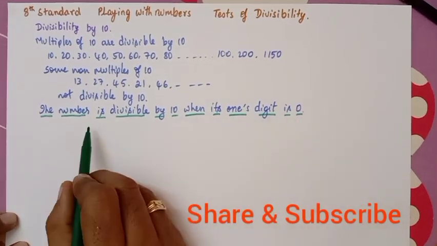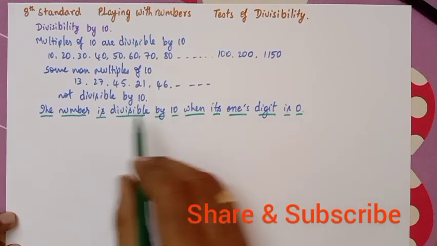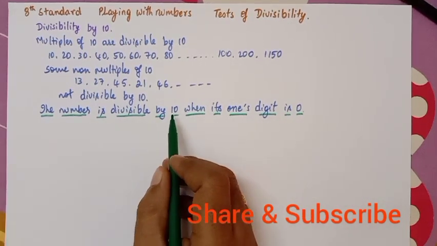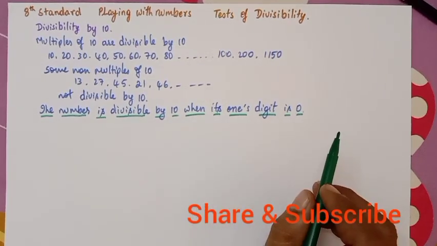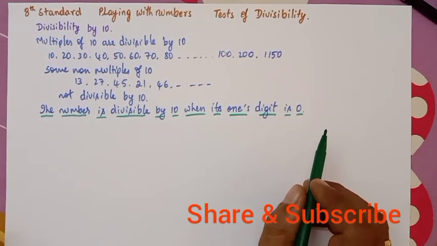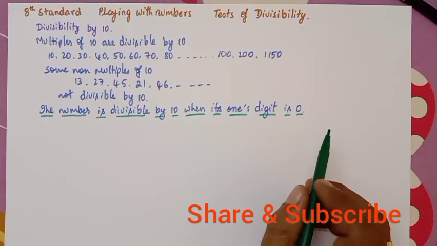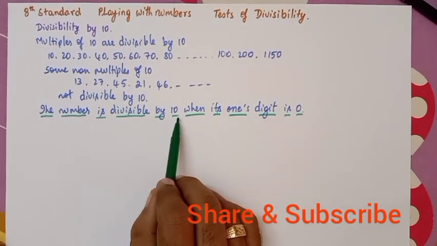That you should remember. If the ones digit is 0, then the number will be divisible by 10. Whichever the number is, how many digits it has, it doesn't matter. How big, how small it is, you need not worry. If its ones digit is 0, then the number is divisible by 10.